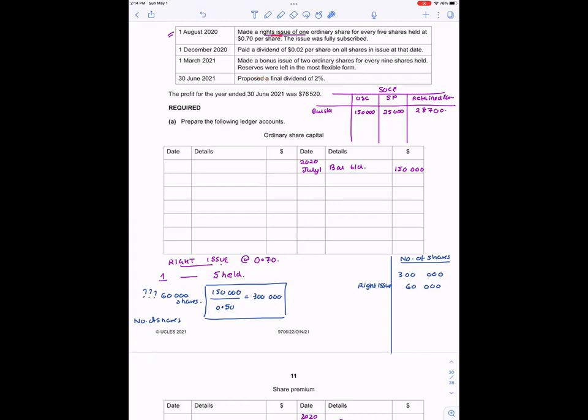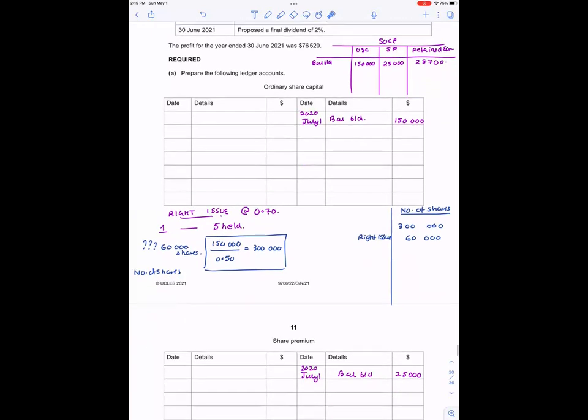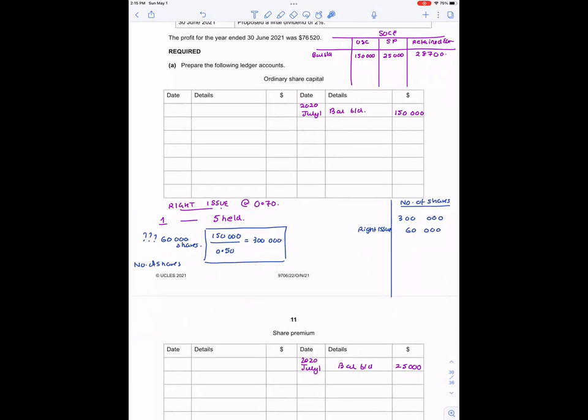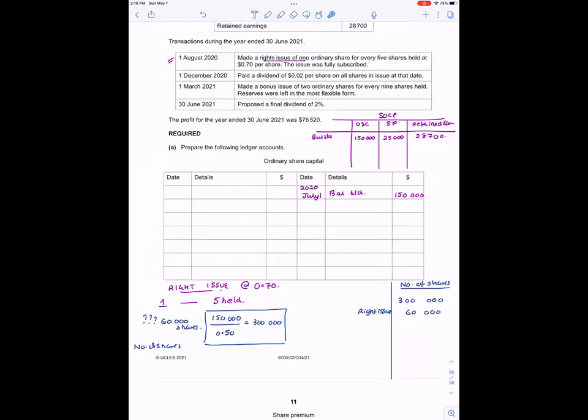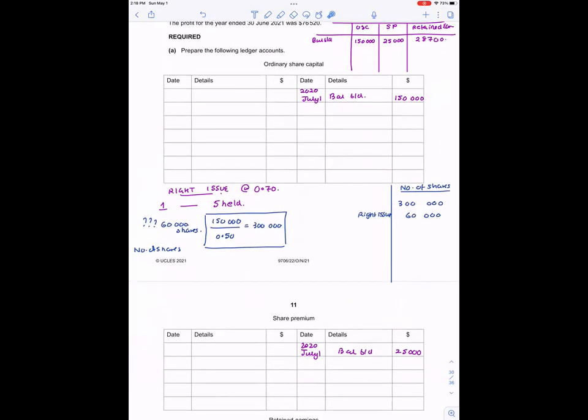Right issue is what? 1 ordinary share for every 5 held. You have any issues for the right issue? For number of shares for right issue, anybody? Anybody has any issue? No. Okay, fine. So when I'm doing the right issue, how many shares? 60,000 shares. You all are with me?